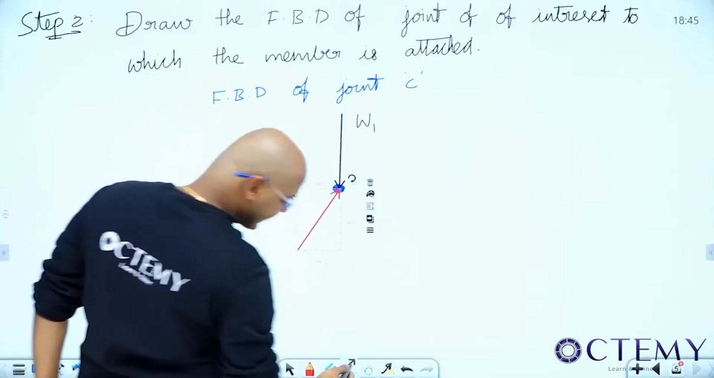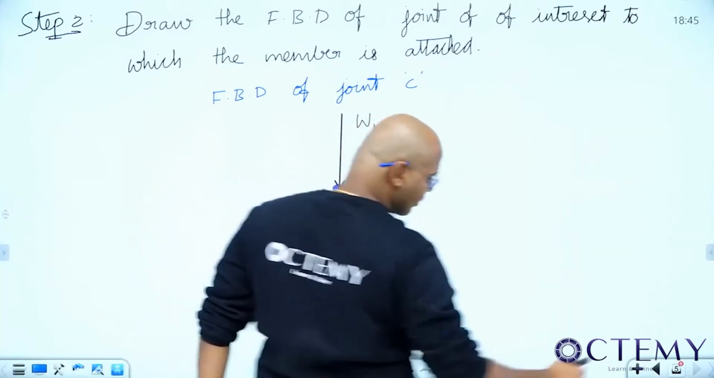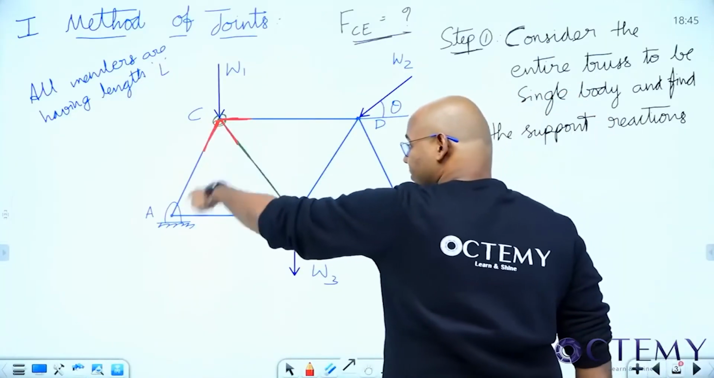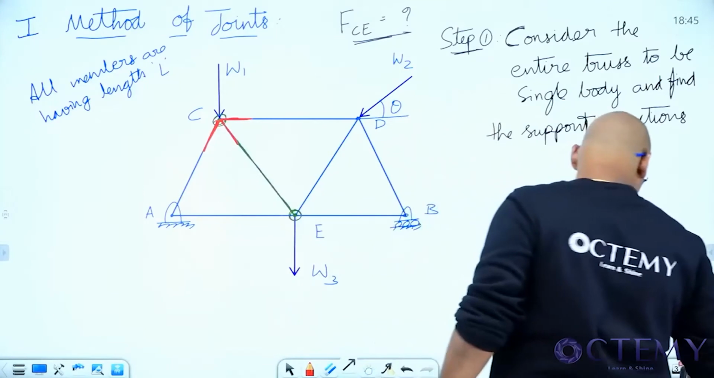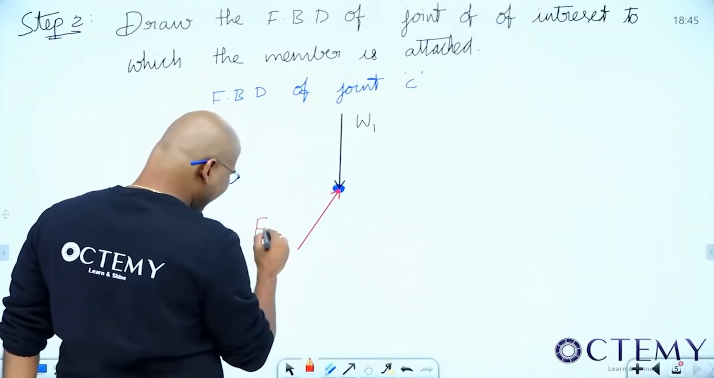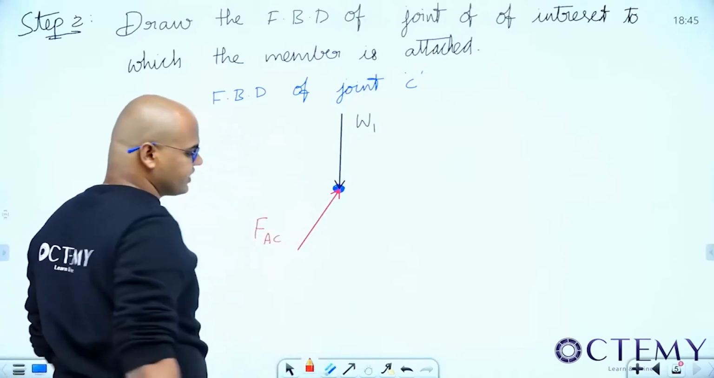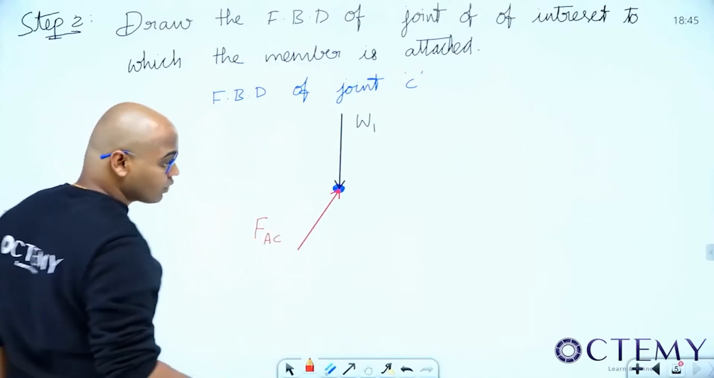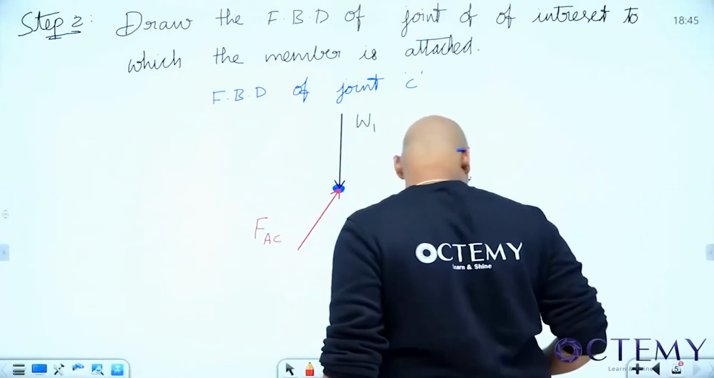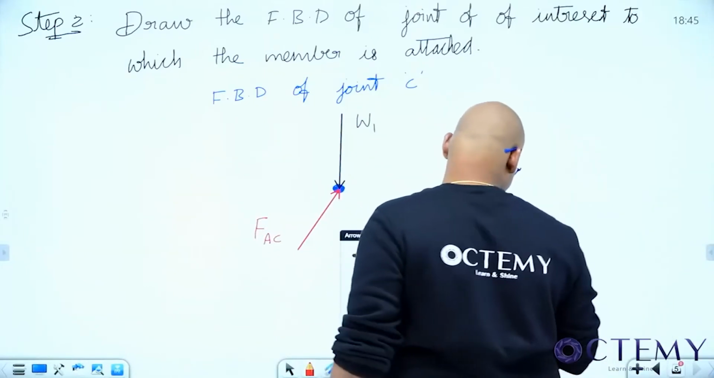Next, it's also connected with another member. What are the other members? See, what is this member? AC. So the load in this member is what I will call F_AC or F_CA. Whatever you write, I don't have any objection. Next, what's the next member connected to it? There's one more member, that is CE.